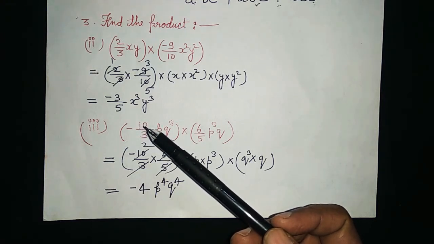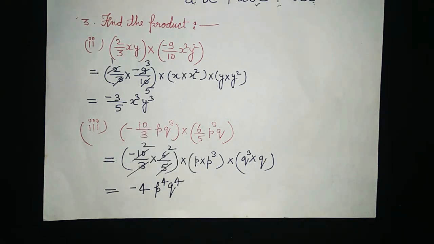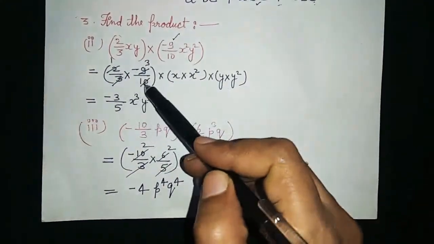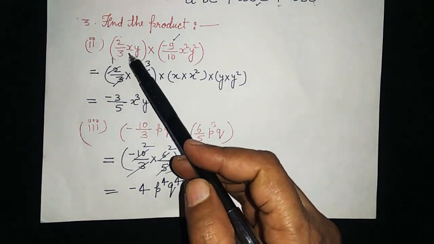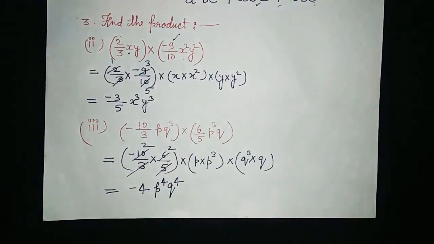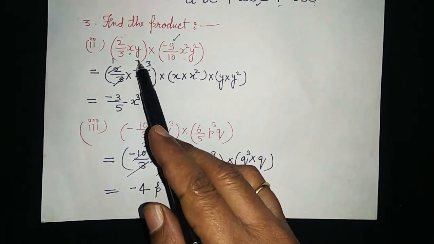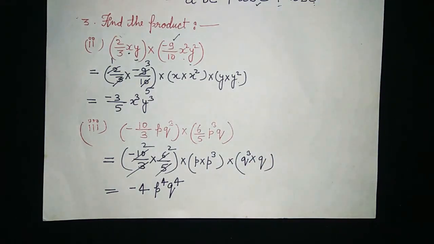Now we will multiply it. You know that first we multiply numerical coefficients. So what do we have to write first? We have to write this 2 by 3 and this minus 9 by 10. After writing this, what will we write? This x and this x square we will write. And then after putting a multiplication sign, we will write this y and this y square. Clear? Now we will solve it.